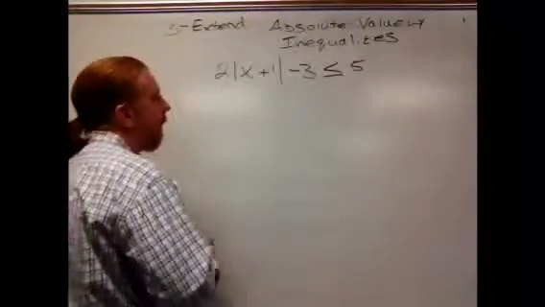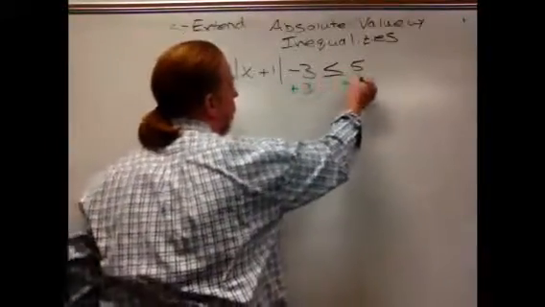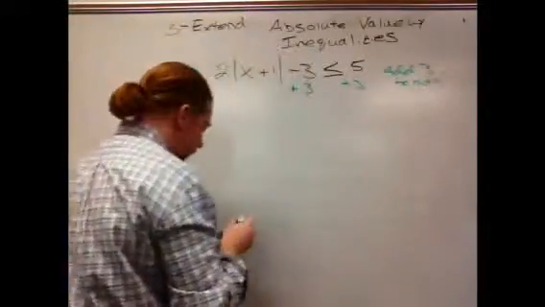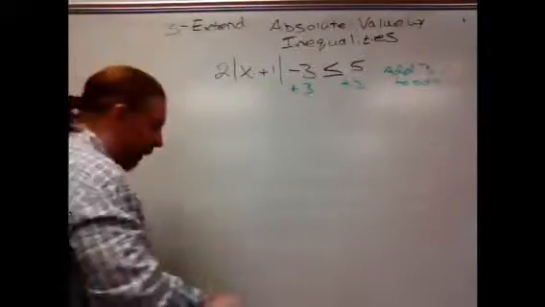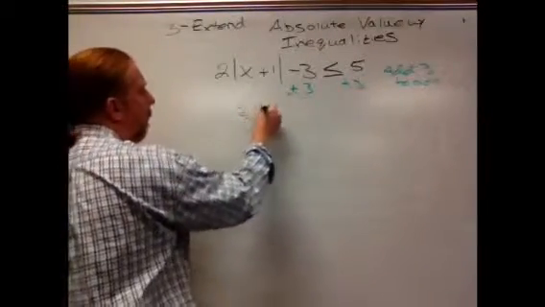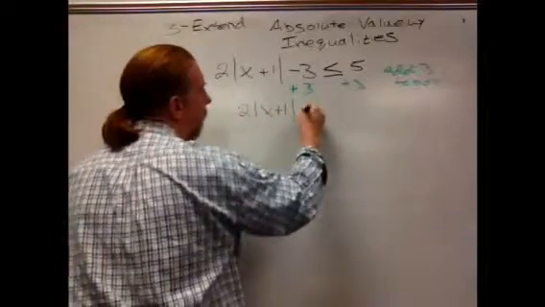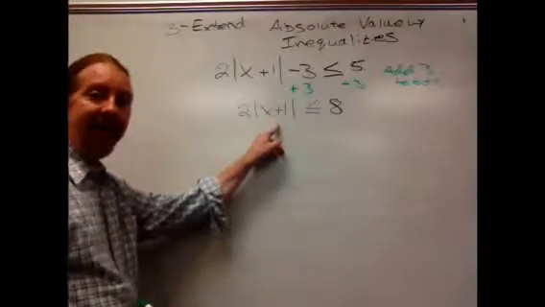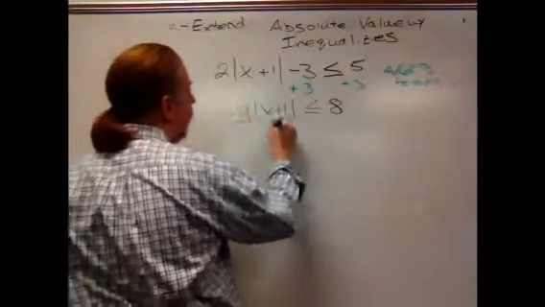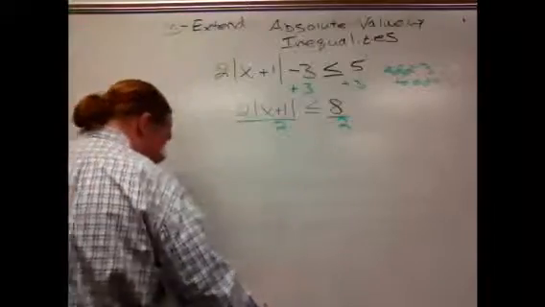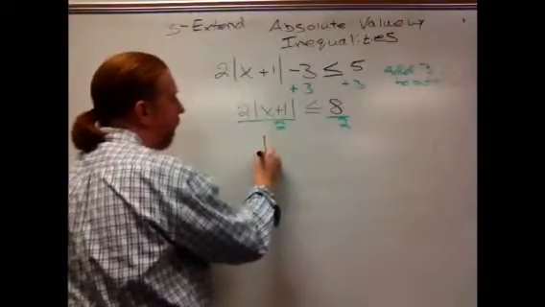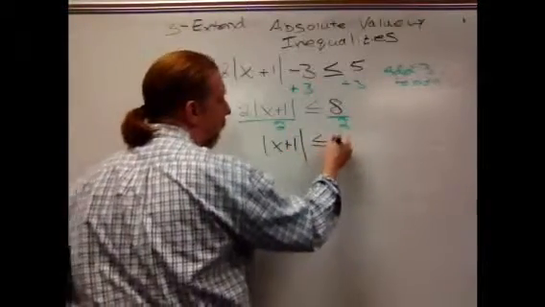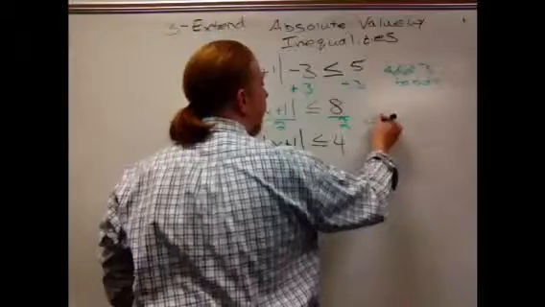I'm going to do that by adding 3 to both sides. So my first step is to add 3 to both sides of my inequality. It's going to leave me 2 absolute value x plus 1 less than or equal to 8. Now, I still have to get the absolute value by itself. So I'm going to divide both sides by 2. This is going to give me the absolute value of x plus 1 less than or equal to 4. And there I divided both sides by 2.